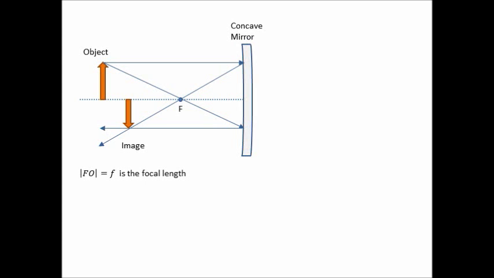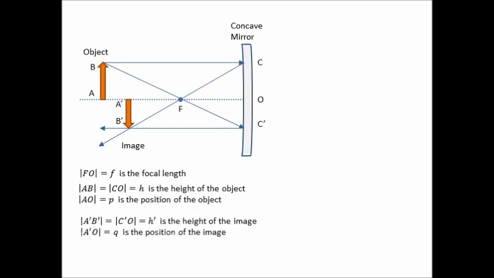We can denote the height AB of the object as h and the distance AO from the object to the center of the mirror as p. Similarly, we can denote the height A prime B prime of the image by h prime and the distance A prime O from the mirror to the image as q.